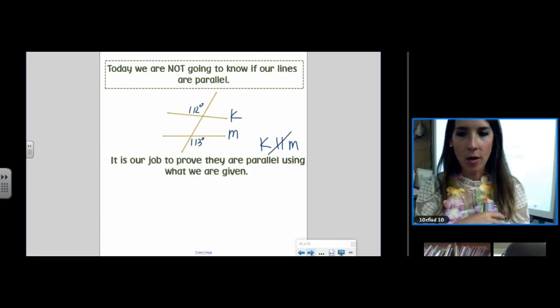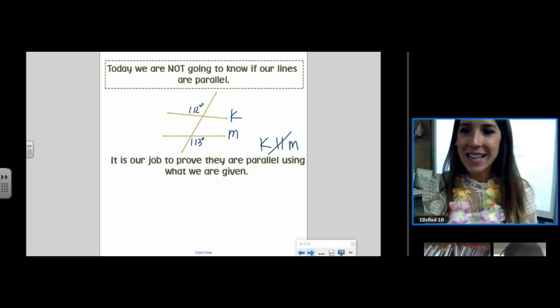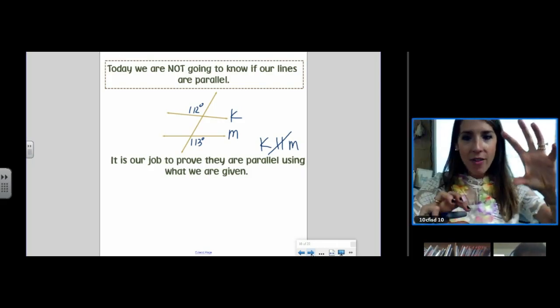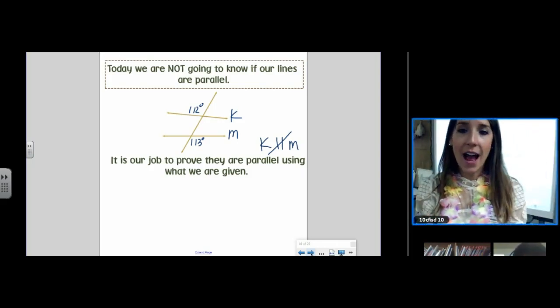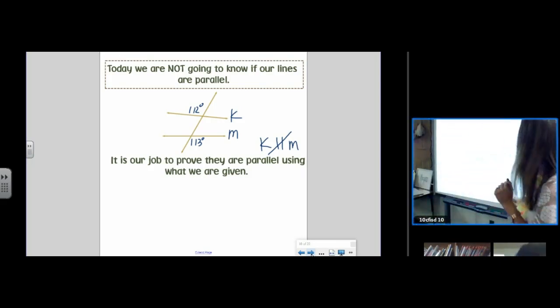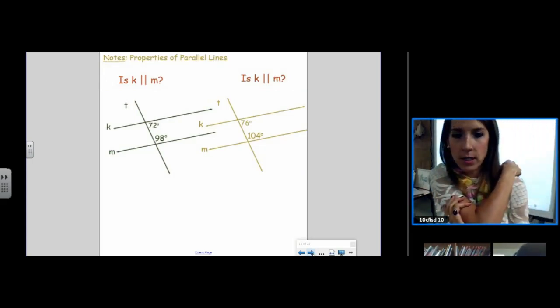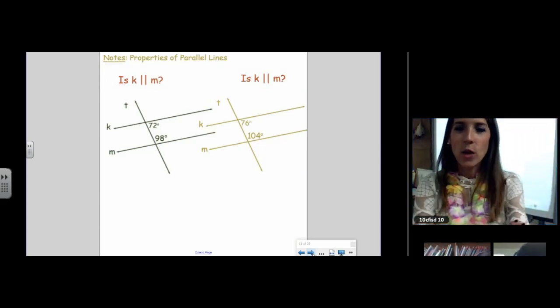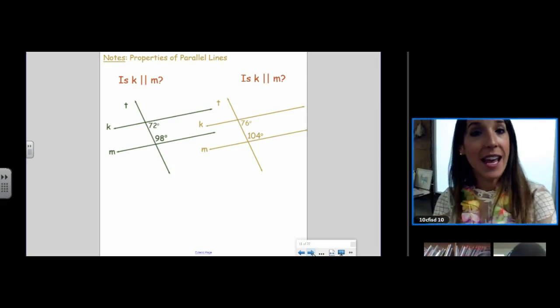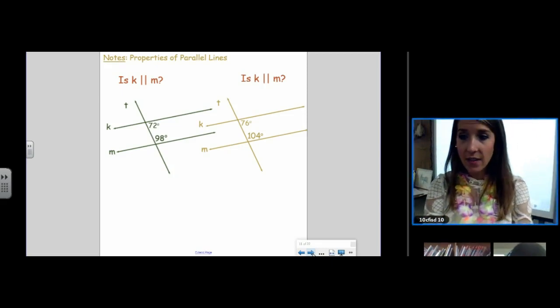It's like we're working backwards. We're not telling you the missing angle. We already have the angles, and we're trying to decide if the lines are parallel or not. So we're working backwards today. So go ahead and you can put these examples in your notes. We're going to decide if K is parallel to M using the evidence given to us.